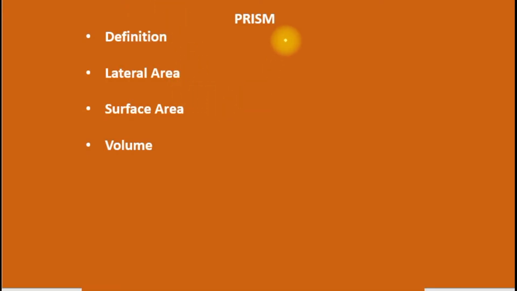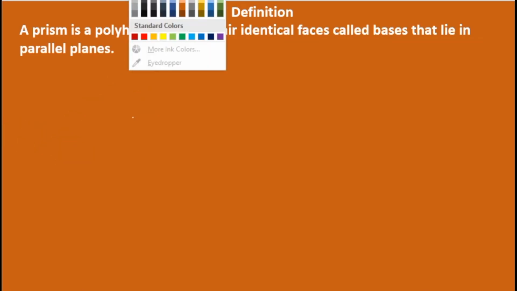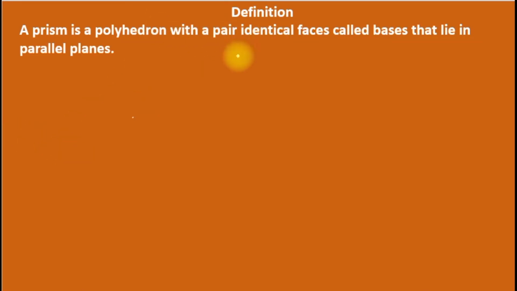So we are on Prism. Under Prism, we're going to look at the definition, lateral area, surface area, and volume. So the first one is the definition. So you can see the definition.